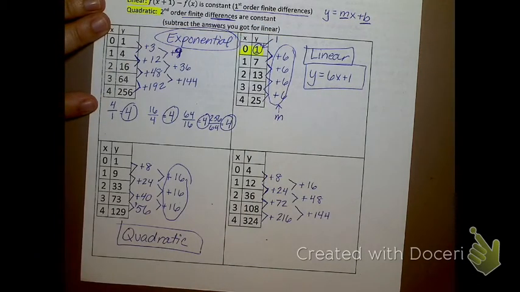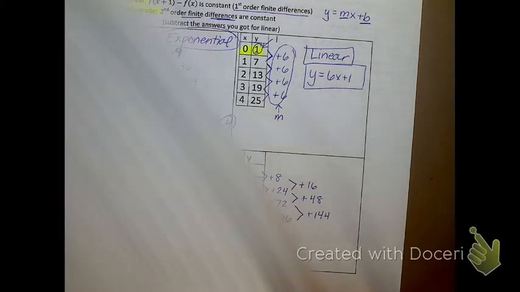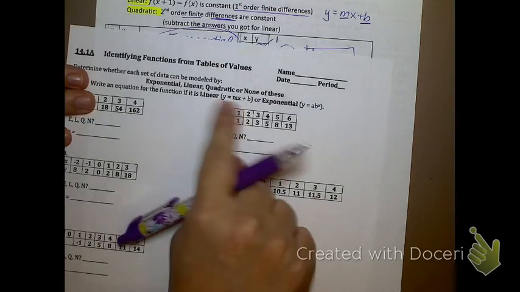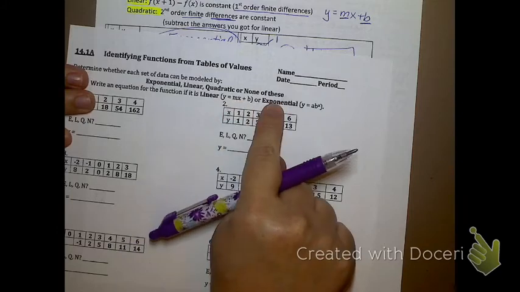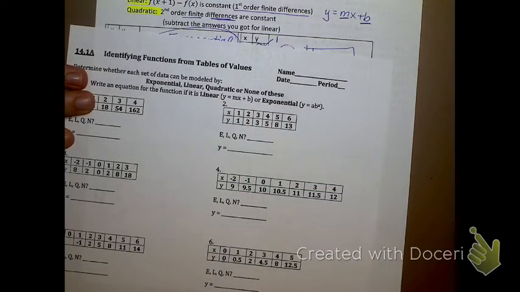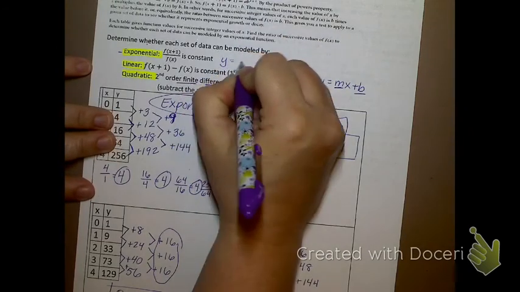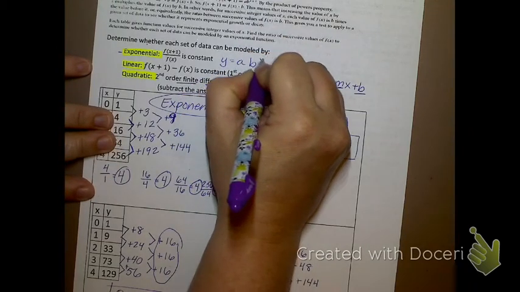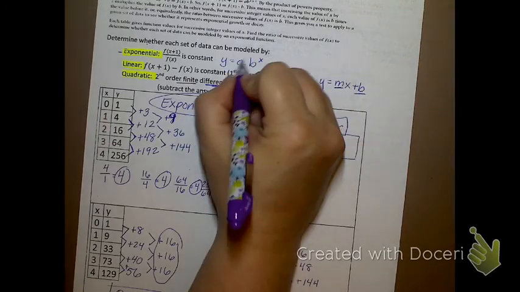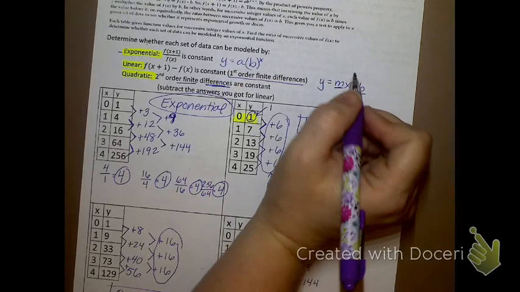Okay? Now, exponential was the other one that on your homework I said you need to write an equation, right? Linear was y equals mx plus b. Exponential is y equals ab to the x. So let me write that up here. Y equals ab to the x. And usually you're going to be putting parentheses around your b just to make life easier.